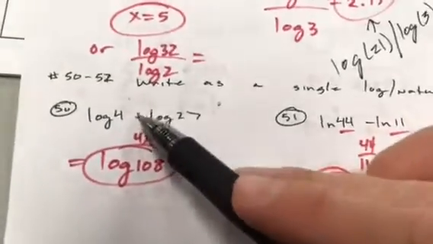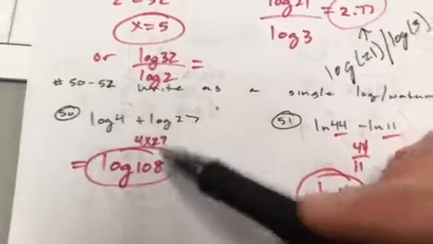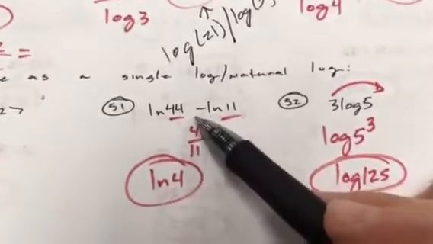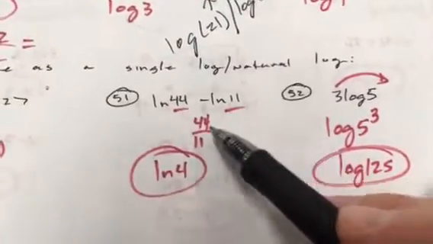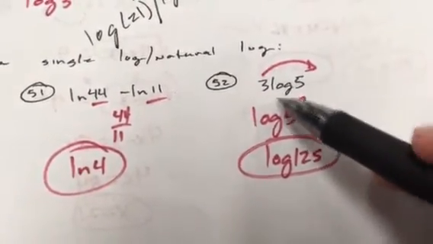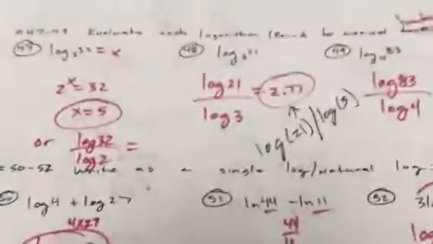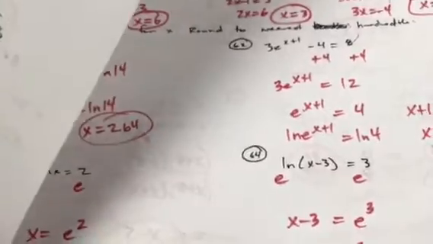In the log world, addition means multiplication. 4 times 27, you can put it together as log 108. In the log world, subtraction means division. 44 divided by 11 is natural log 4. And a number on the outside means it could have been an exponent. 5 to the 3rd power, log 125. And we're moving pretty well here.